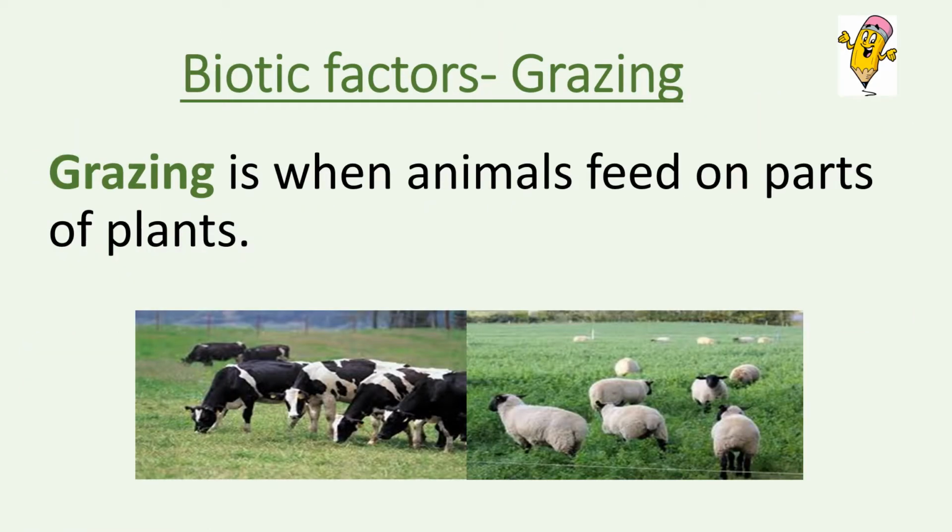Now we're finished with competition, let's look at another biotic factor that affects biodiversity. So let's look at grazing. So grazing is when animals feed on parts of plants. So for example, cows feeding on grass and sheep feeding on grass.